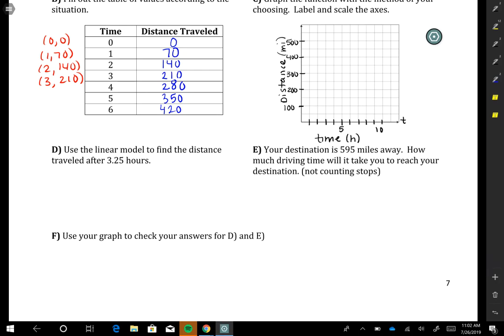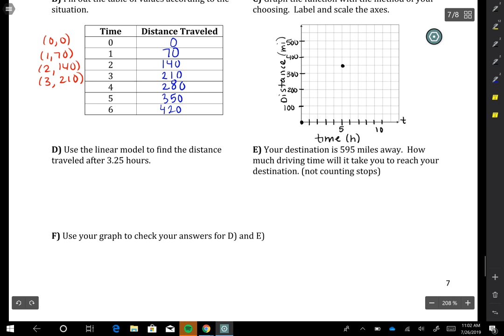Now, you could graph this by plotting the y-intercept and doing the slope, but it's kind of hard to plot 70 up 70 every time because the scale on our axes is going by 50s. So I'm just going to plot 2 points on the line and use a straight edge, or my imaginary straight edge, and connect them. So I'm going to plot 0, 0 because that's where this starts. And then I'm going to plot 5, 350.